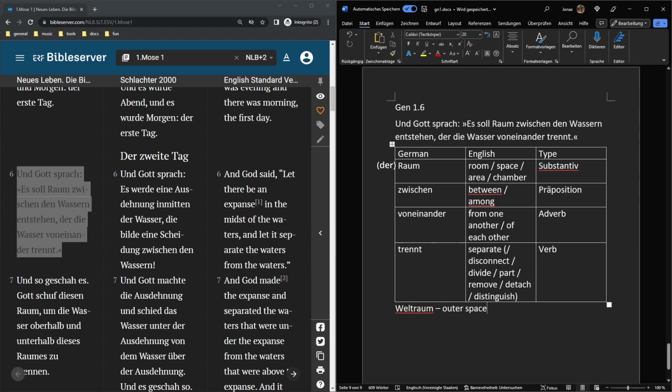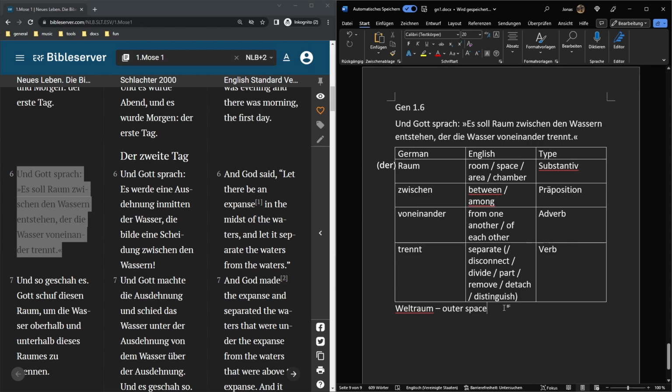Then we have the word zwischen, which is a preposition. It can mean between or among. Then we have voneinander, which is an adverb, meaning from one another or of each other. And then we have trennt, which is the present tense of trennte, which we had before. It also means separate, or it can also mean disconnect, divide, part, remove. There can be many translations for this word.